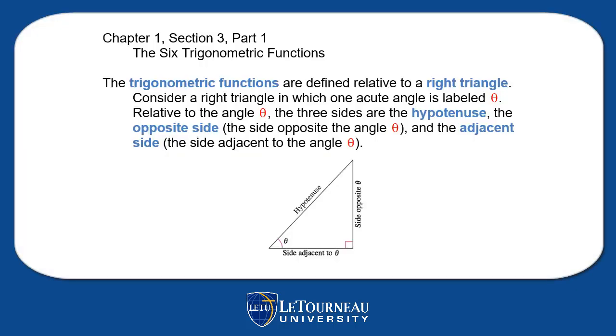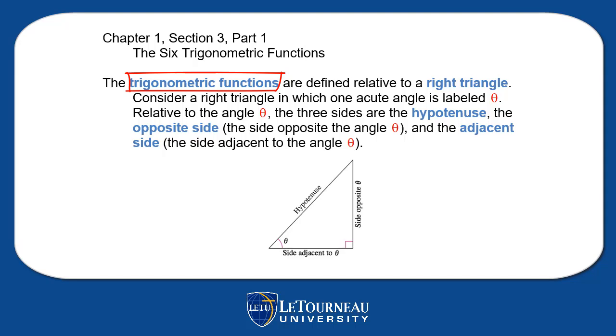All right, let's look at the six trig functions. The six trig functions are related to a right triangle. So we're going to consider this triangle in which one acute angle is labeled theta. Relative to the angle theta, the three sides are the hypotenuse, the opposite side, and the adjacent side.